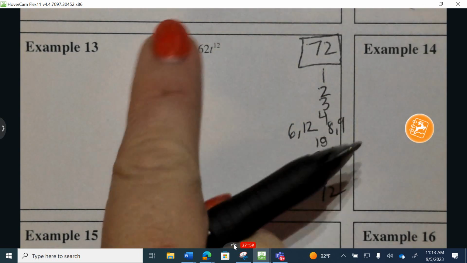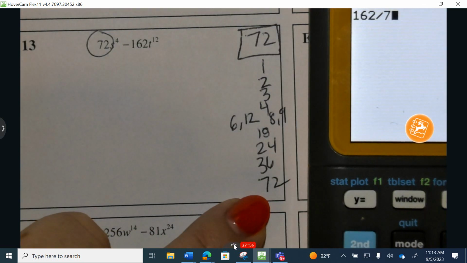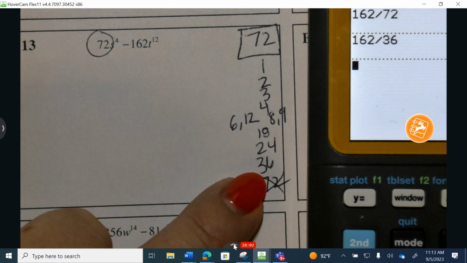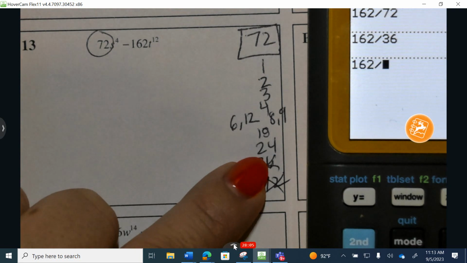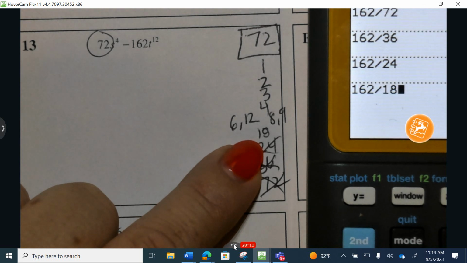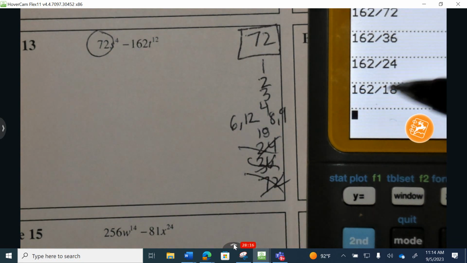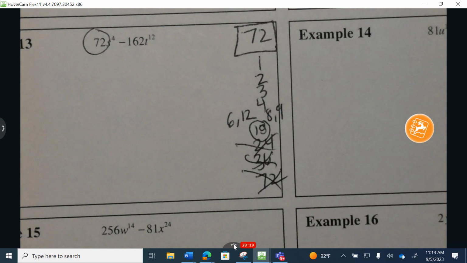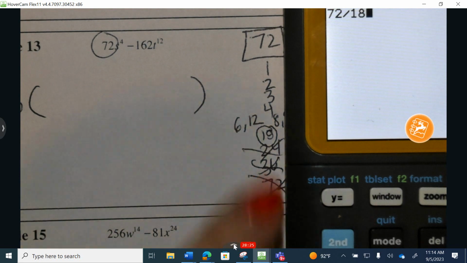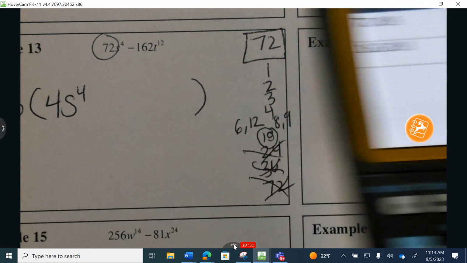Start at the very highest number, and now we're going to focus on 162. 162 divided by 72 does not work because it's a decimal. 162 divided by 36 does not work because it's a decimal. 162 divided by 24 does not work because it's a decimal. 162 divided by 18 works. So how do I know which one I am factoring out? I tested 18 and 18 worked. So I'm going to factor out an 18. So I'm going to take 72 divided by 18 is 4. 162 divided by 18 is 9.